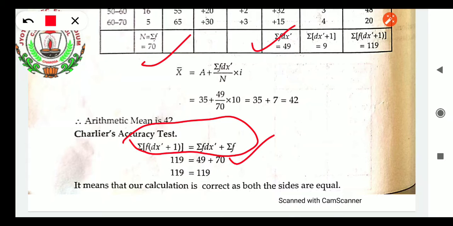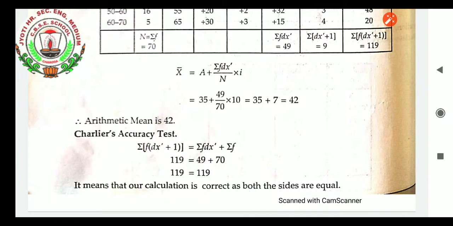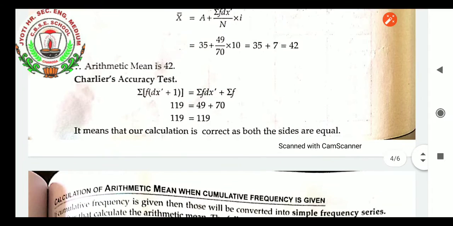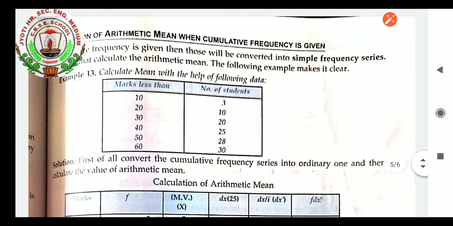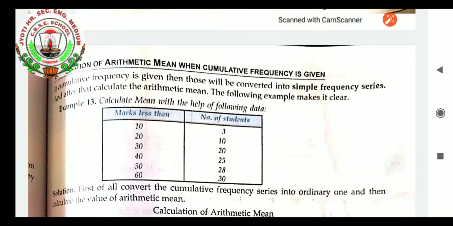Here we have written the right hand side. Here what is the sum of f dx dash plus 1? It is 190, we don't have to write this, we have directly written the value 190. Now we will substitute, we will get LHS equals RHS. Now our answer is correct. The mean we calculated is automatically verified. So this way we can check our own data whether it is correct or not.